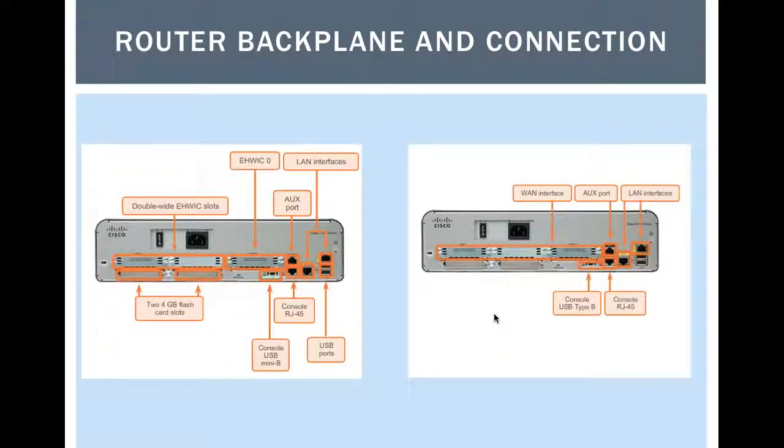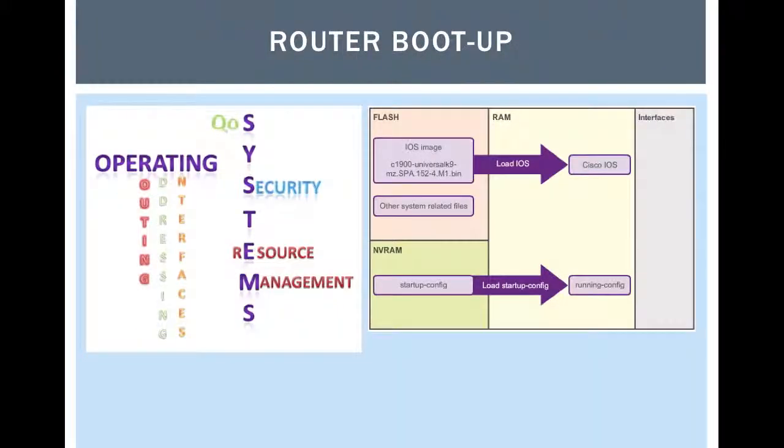And the connection is composed of management ports, which are the console and auxiliary ports used to configure, manage, and troubleshoot the router, and in-band router interfaces, LAN and WAN interfaces configured with IP addressing to carry user traffic. The router boots up. Cisco IOS for routers provides the following: addressing, interfaces, routing, security, QoS, and resources management.